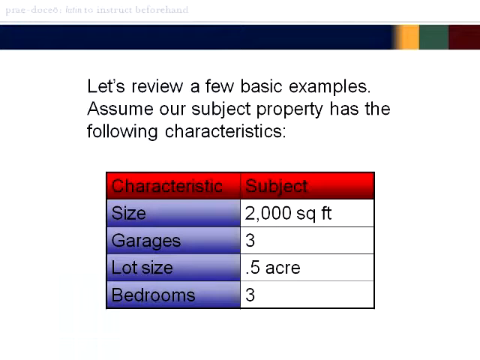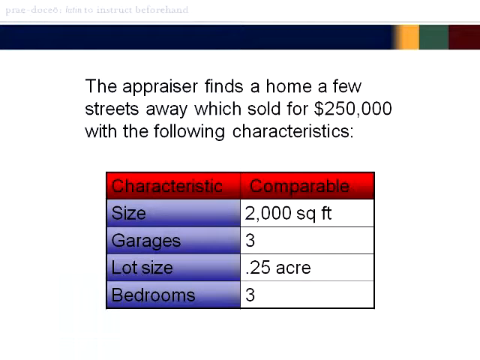Let's review a few basic examples. Assume our subject property has the following characteristics. Size: 2,000 square feet; garages: 3; lot size: half an acre; and bedrooms: 3. The appraiser finds a home a few streets away which sold for $250,000 with the following characteristics. Size: 2,000 square feet; garages: 3; lot size: quarter of an acre; bedrooms: 3.